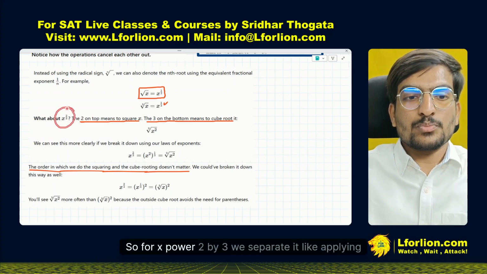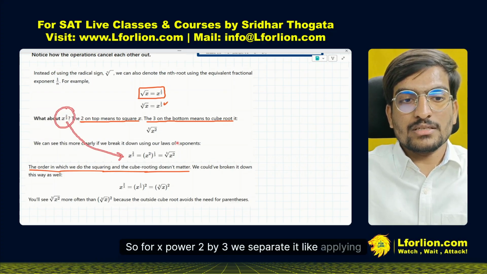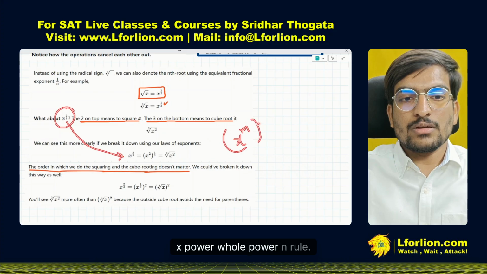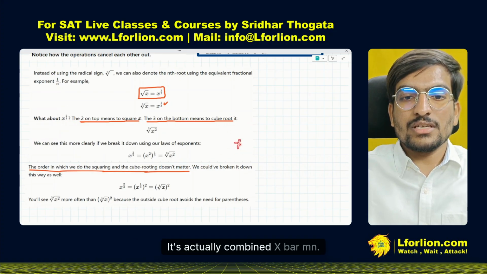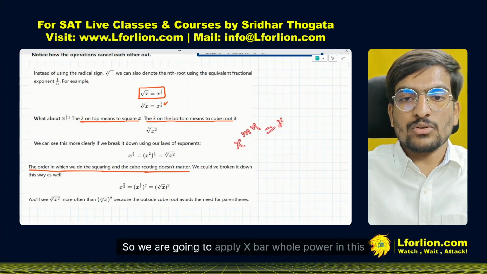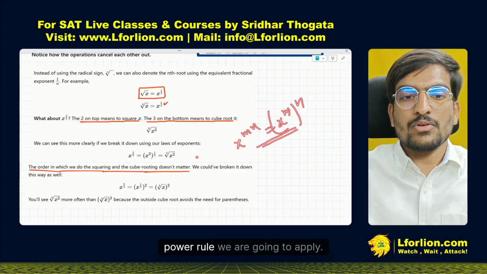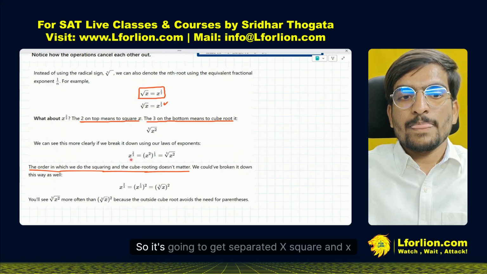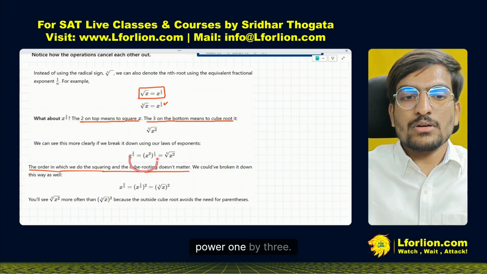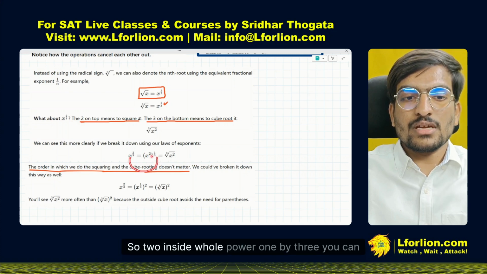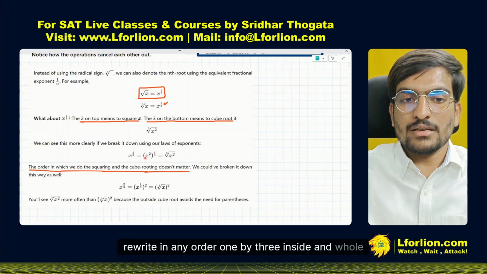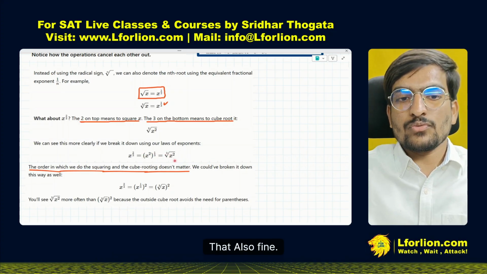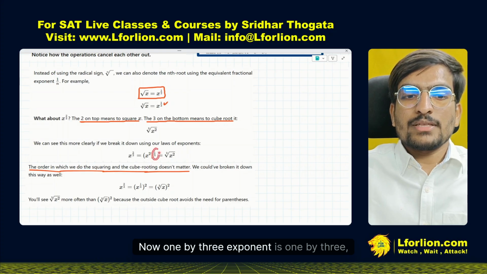So for x power 2 by 3, we separate it by applying the rule x power m n, the power rule. It's actually combined x power m n. So we apply x power m whole power n. It's going to get separated: x squared and x power 1 by 3. So 2 inside, whole power 1 by 3. You can write in any order: 1 by 3 inside and whole power 2. That's also fine. Now 1 by 3, the exponent is 1 by 3.